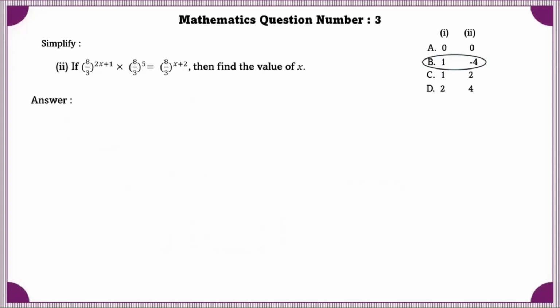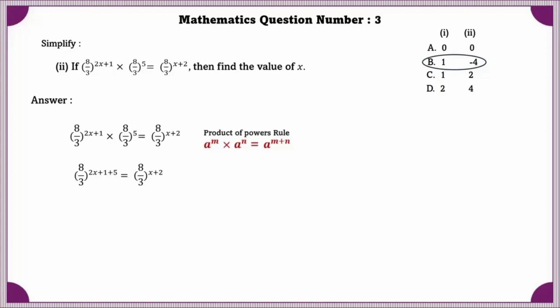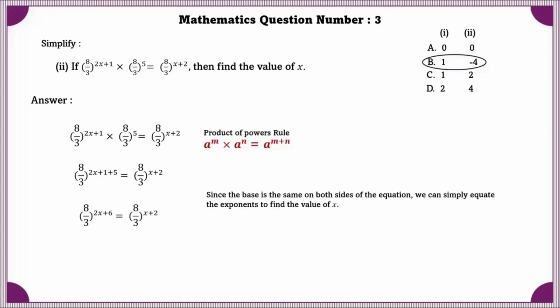Second question. If (8/3) to the power 2x plus 1 into (8/3) to the power 5 is equal to (8/3) to the power x plus 2, then find the value of x. Now let us use the product of powers rule and add all the powers because the base is the same. Since the base is the same on both sides of the equation, we can simply equate the exponents to find the value of x. Therefore, x is equal to minus 4.